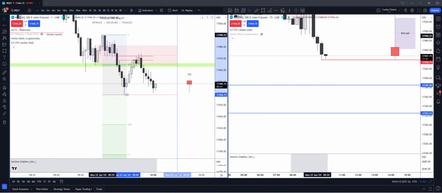I mean, yeah, a breaker has to sweep liquidity in order for it to be a breaker. So, yes.